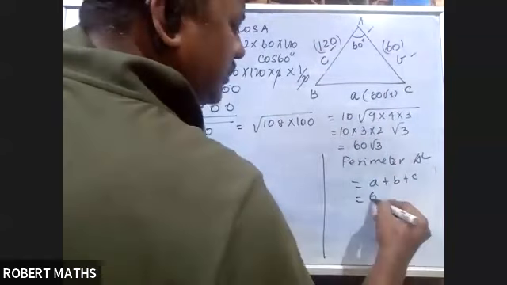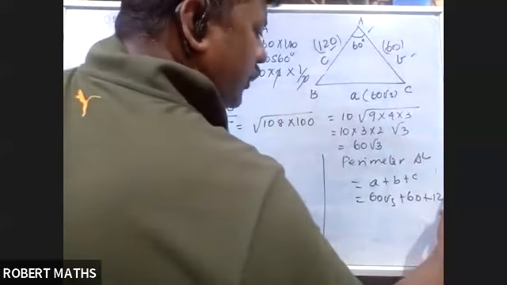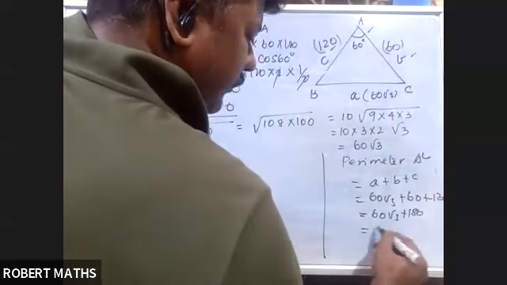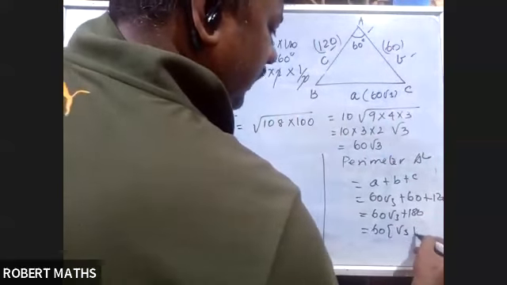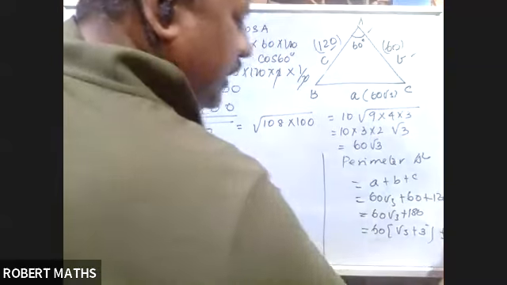What is A value? 60 root 3. What is B value? 60. What is C value? 120, which is equal to 60 root 3 plus 180. If we take 60 common, we'll get root 3 plus 3. So that is the answer. We'll get 60 into root 3 plus 3 feet. This is the perimeter of the triangle.